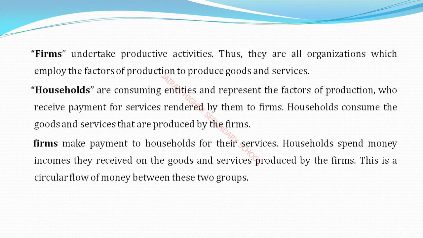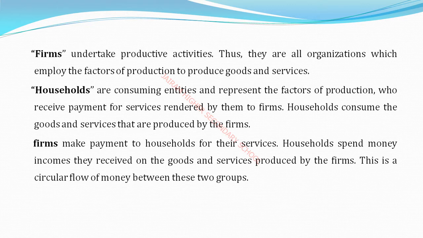Households receive payment for supplying manpower. For example, providing manpower or land for production activity to the firm. They receive some benefit in the form of money as payment for the service rendered to the firm. The household consumes the goods and services that are produced by the firm.